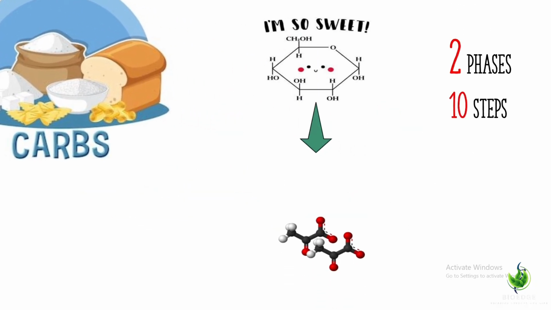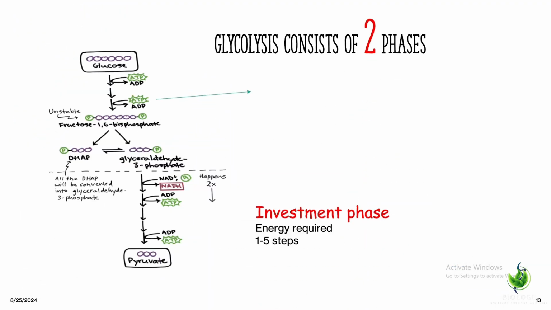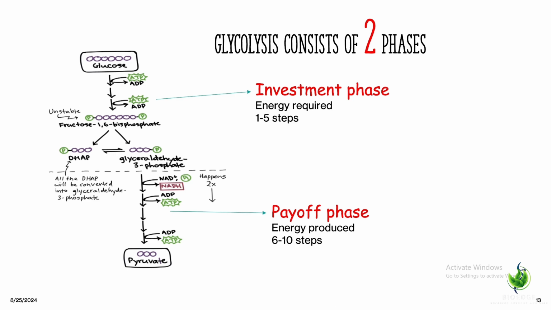The EMP pathway consists of 10 steps which can be divided into two phases. Steps 1 to 5 come under the investment phase where ATP is required, and steps 6 to 10 come under the payoff phase where energy is produced.